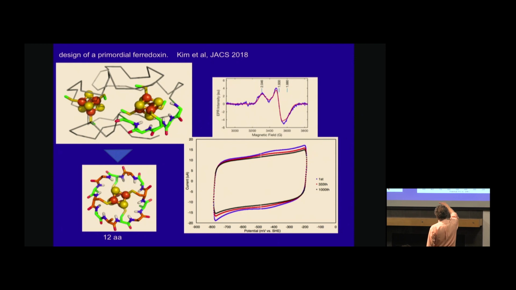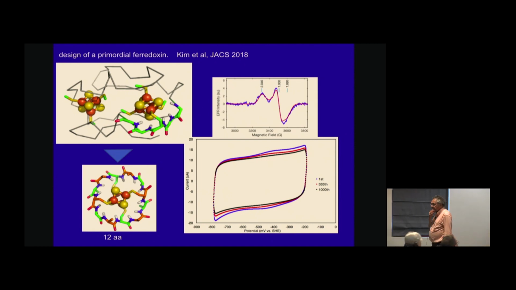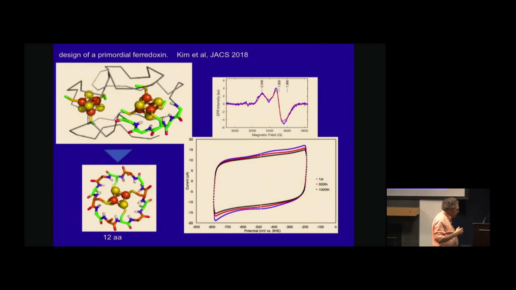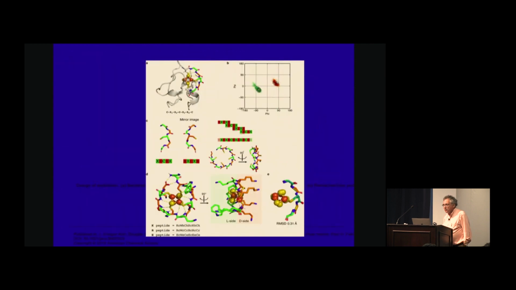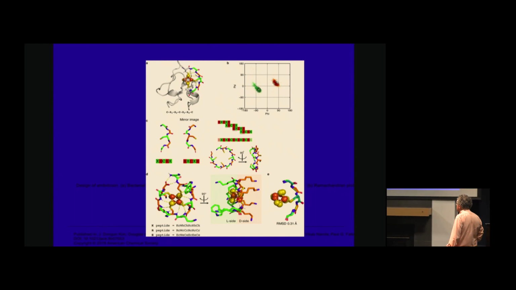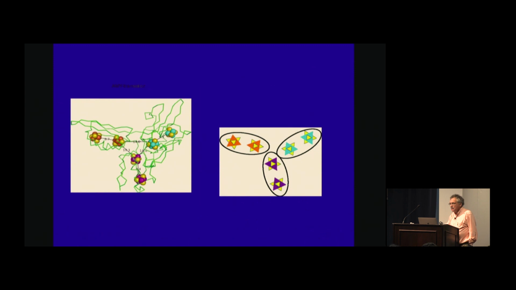And I'm not going to go through the EPR because Dave is here, but this is the cyclic voltammetry. You can go thousands of cycles, and it moves electrons. So you can make very, very simple structures. What are we trying to do? What's our goal here? Well, we're trying to make hydrogenases with very simple structures. And we can make transistors, truly.